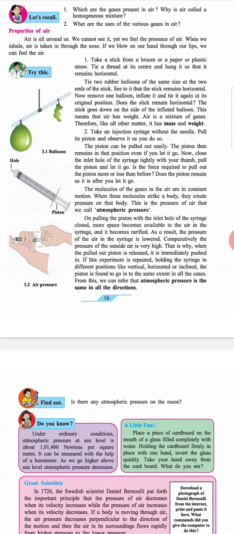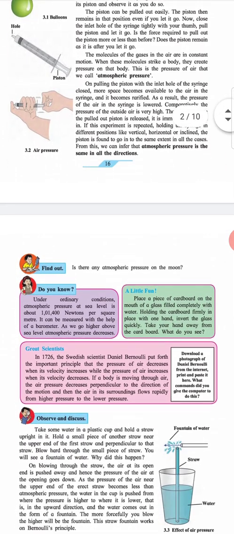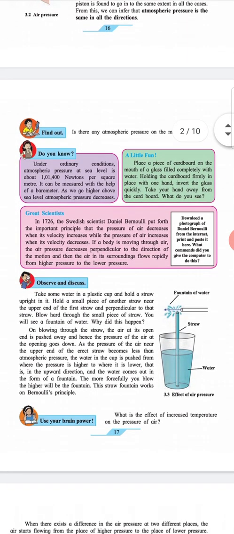If this experiment is repeated, holding the syringe in different positions like vertical, horizontal, or inclined, the piston is found to go in the same extent in all cases. From this, we can infer that atmospheric pressure is the same in all directions. Find out, is there any atmospheric pressure on the moon? Box: Do you know?